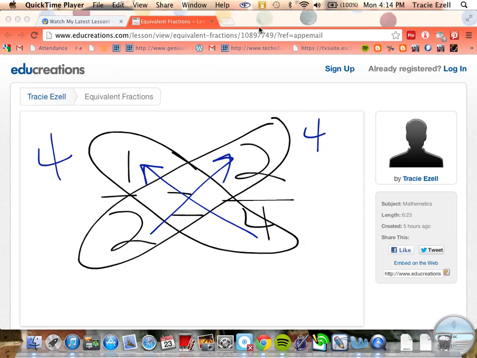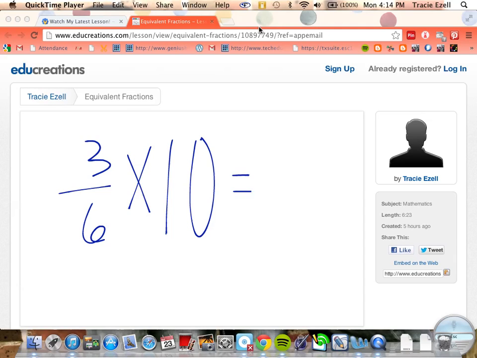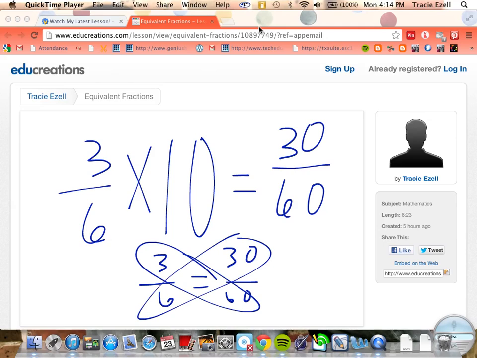That's right. Okay. Now, it doesn't have to be multiplied by 2. I can multiply by anything as long as I multiply the top and the bottom by the same number. I could multiply by 10. 3 times 10 is 30. 6 times 10 is 60. Now to double check to make sure that I have equivalent fractions, I could cross multiply, and I would get the same number on both sides when I cross multiplied, so I know that those are equivalent.